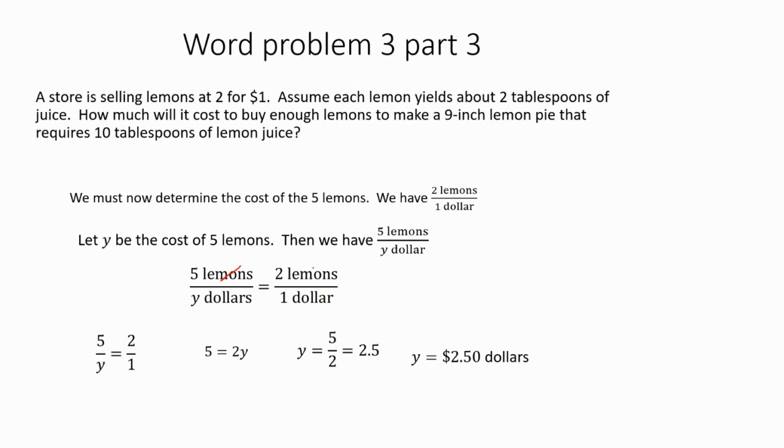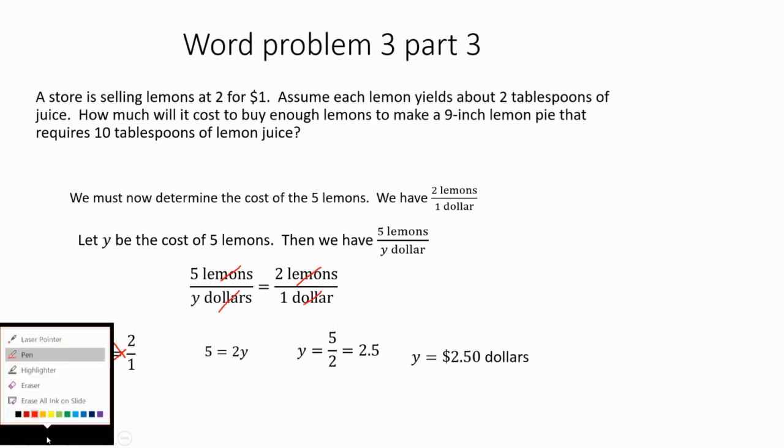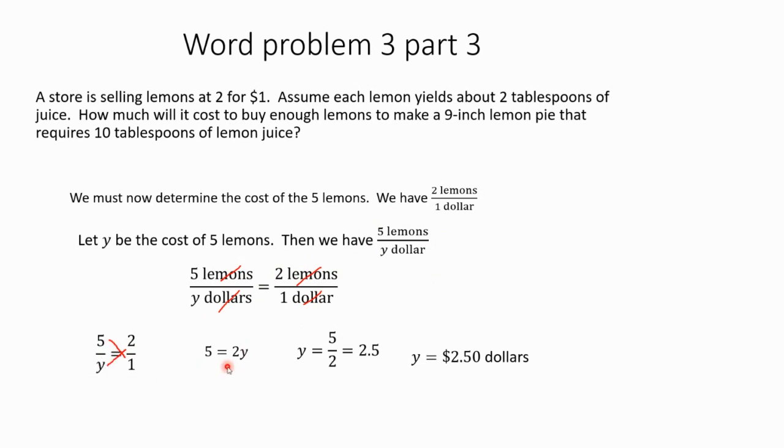Again, we cancel, right? The units cancel. We get 5 over y equals 2 over 1, just like before, right? We cross multiply. And so what we get then is the next equality, 5 equals 2y. Then, of course, we divide, and we get 5 over 2 to get 2.5.